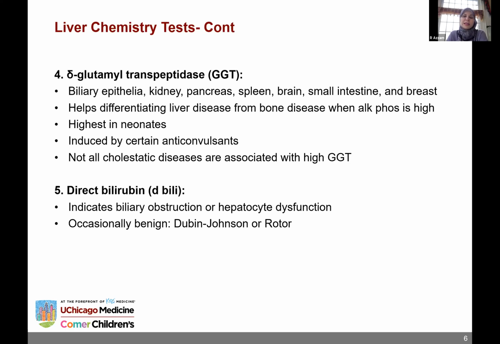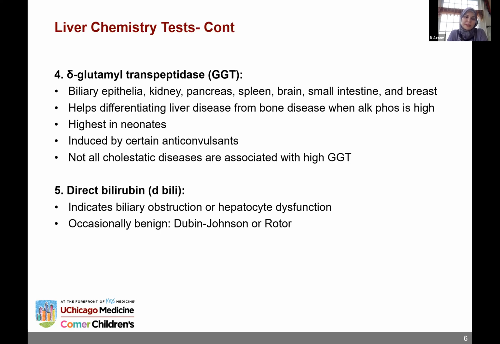So if the alkaline phosphatase is elevated and the GGT is normal, then you're probably dealing with a bone disease. Nonetheless, there are cholestatic liver diseases where the alkaline phosphatase is low, the direct bilirubin is elevated, but the GGT is low. These are very few liver diseases, you could count them even on one and a half hands.